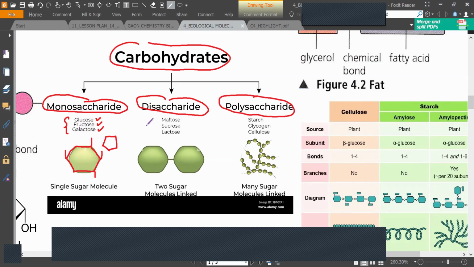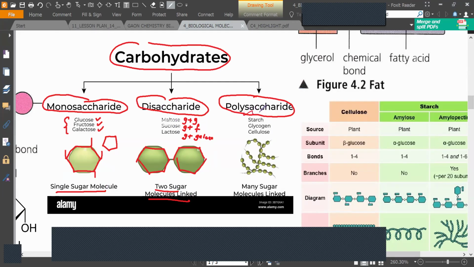So disaccharides. A disaccharide is two units, two monosaccharides joined together. Monosaccharide is a single sugar molecule. Disaccharide is two sugar molecules linked together. So maltose will be glucose plus glucose. Sucrose will be glucose plus fructose. Lactose will be glucose plus galactose.